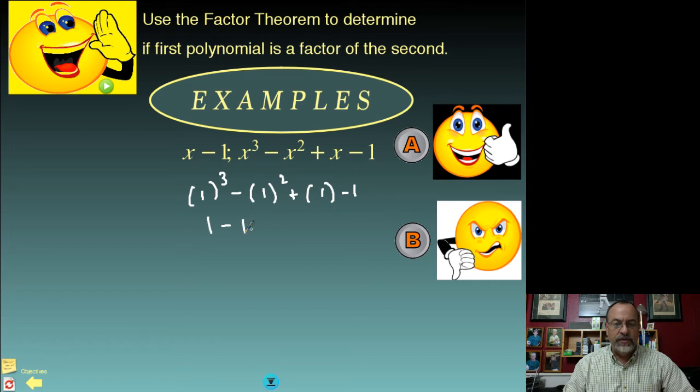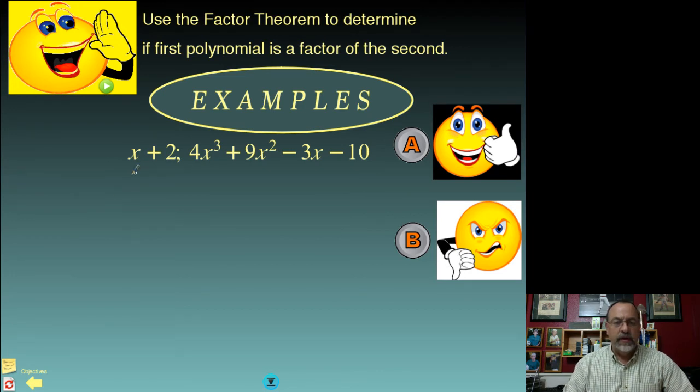1 cubed minus 1 squared plus 1 minus 1. So 1 minus 1 plus 1 minus 1 is going to equal 0. So my remainder when I do the division is going to be 0, which means that x minus 1 is a factor of this polynomial. And it's that simple. So let's do a couple more examples.